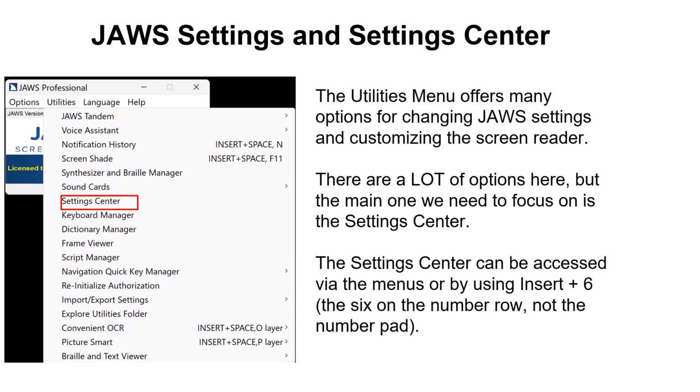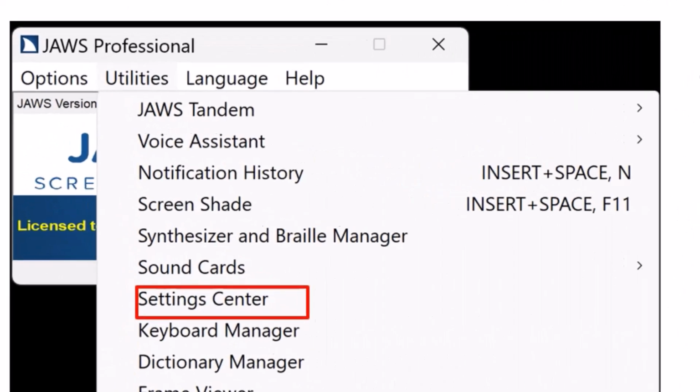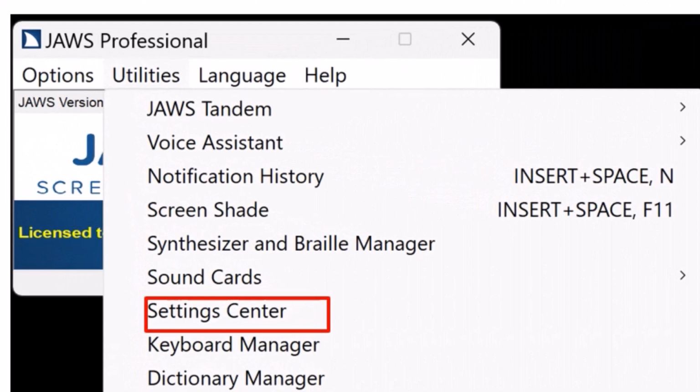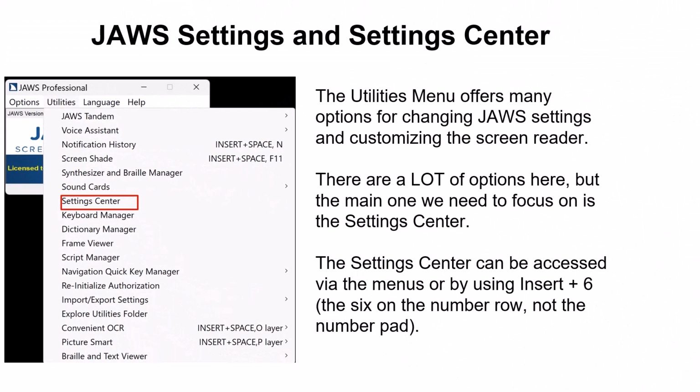Now let's talk about JAWS settings. The JAWS settings can be accessed a couple of different ways. The first way is through the Utilities menu from the JAWS interface. Again, you would do that Insert J, do an Alt U to open the Utilities menu, and then arrow down to where it says Settings Center, and you would press Enter to open it. By the way, the Settings Center can also be accessed with a screen reader shortcut, which is the Insert key plus the number 6 on the number row, not the number 6 on the number pad. That's a totally different command, on the number row.